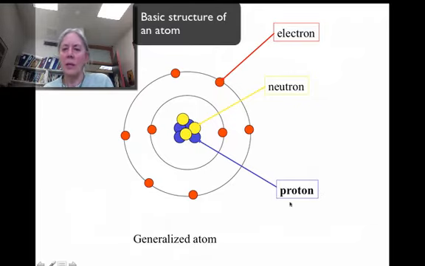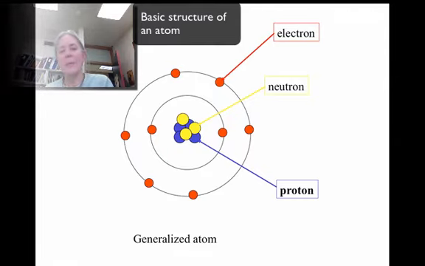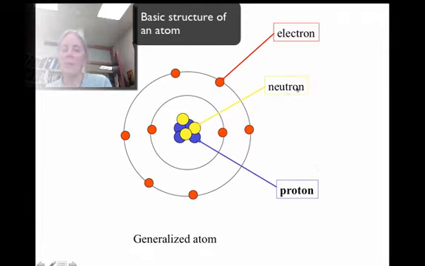Protons and neutrons both exist in the nucleus. That's the center of the atom right here. Protons have a mass of one atomic mass unit. That's equivalent to how big they are, how much they weigh. We're not going to really spend a lot of time on the size of a proton or a neutron, but we do need to know what their mass is. So a proton and a neutron actually both have the same mass. They have a mass of 1. So they're relatively heavy compared to an electron.